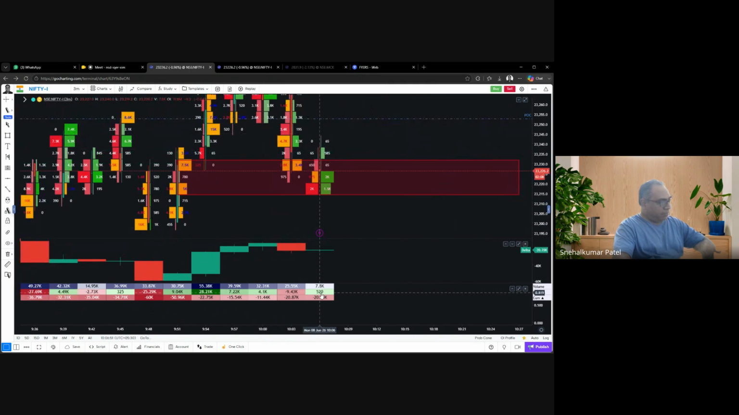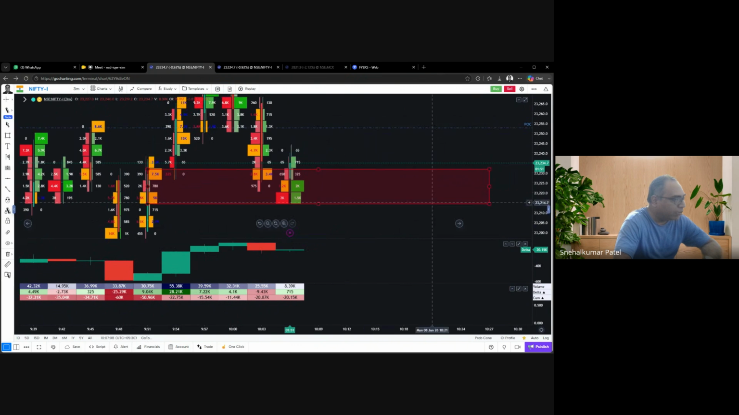We see buying is there, but the delta number is very low. Sellers can dominate any movement. There is no heavy buying activity at this level. So we still don't have confidence on the call side as of now.